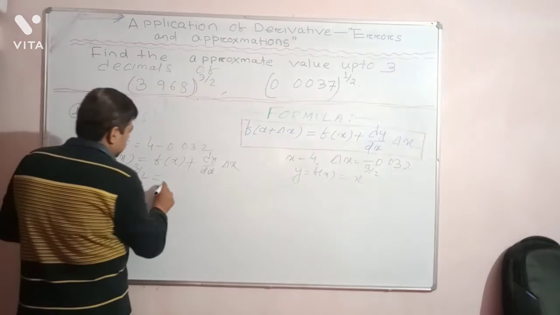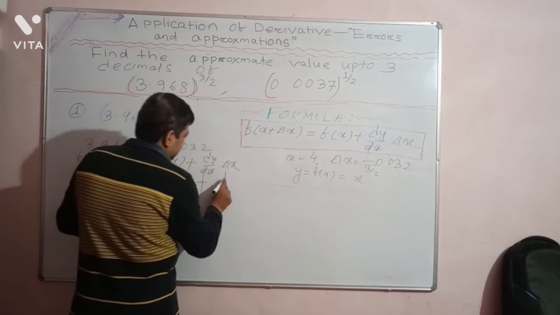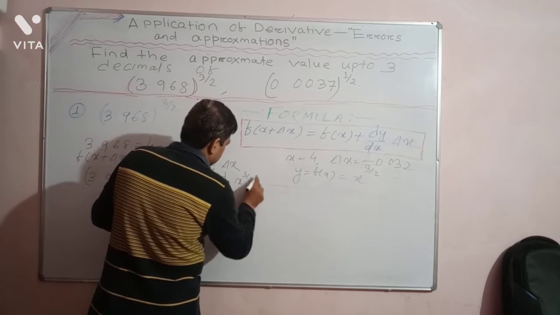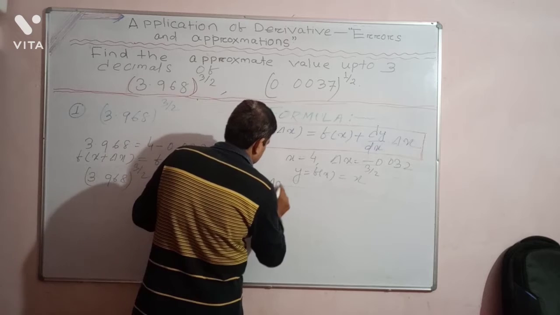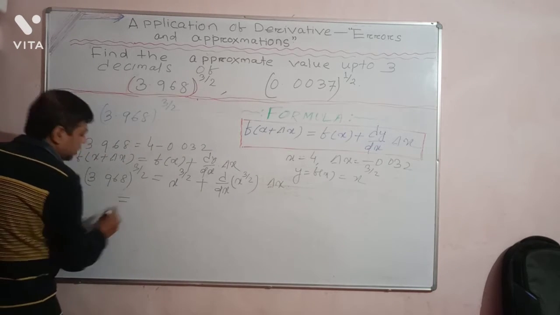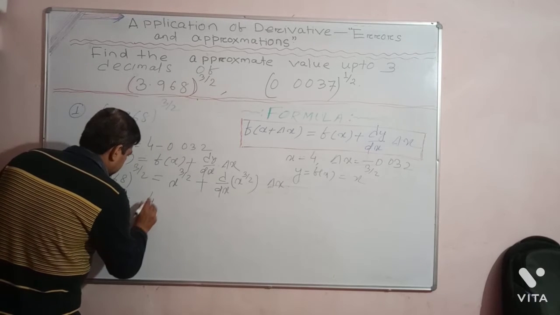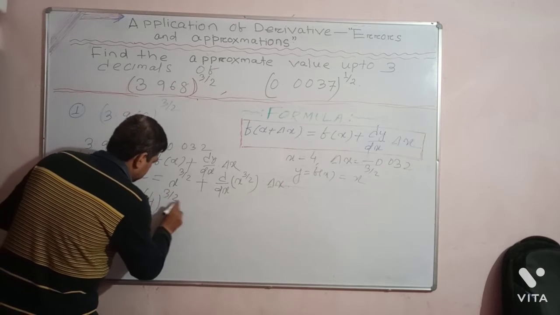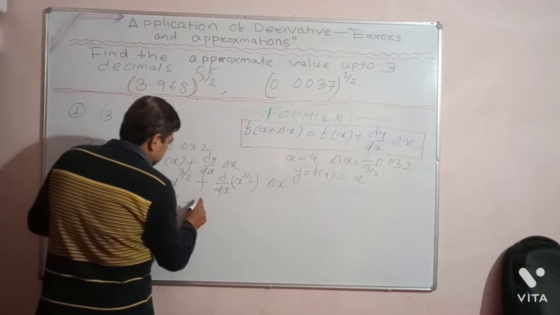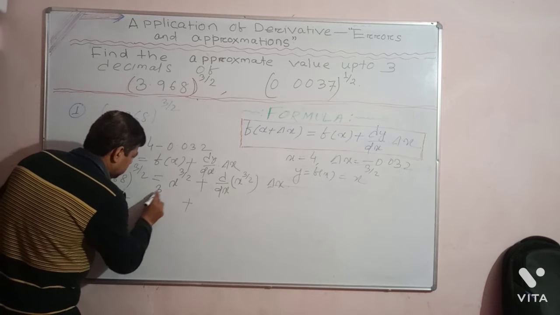f(x + Δx) = f(x) + (dy/dx)·Δx, where y = x^(3/2), so f(x + Δx) = x^(3/2) + (dy/dx)·Δx. Understand? So in place of x I can write 4, 4 to the power 3/2, plus here the derivative of x to the power 3/2, how much?